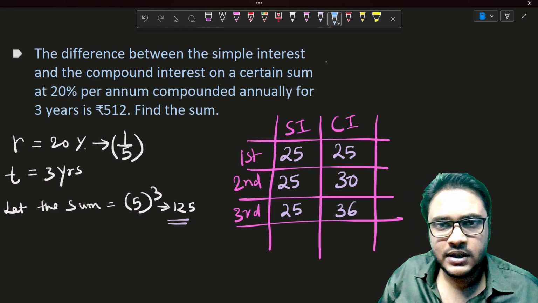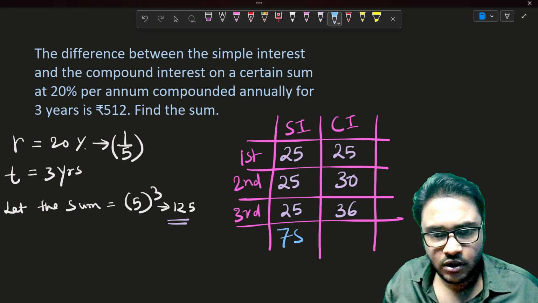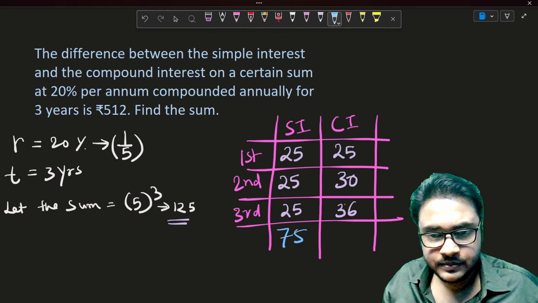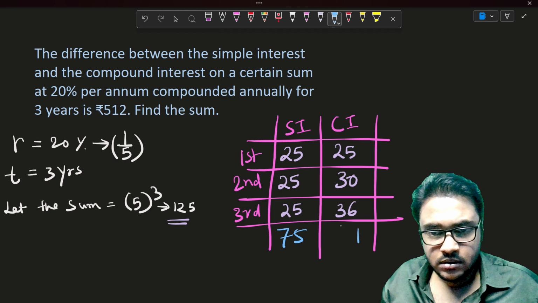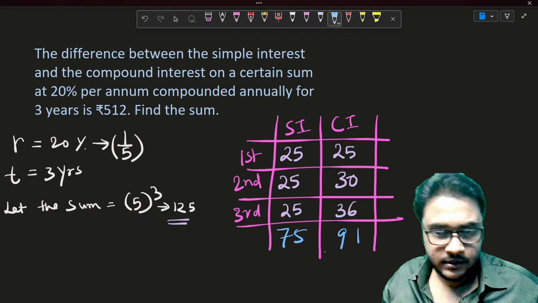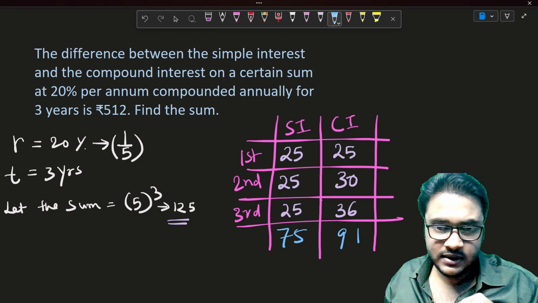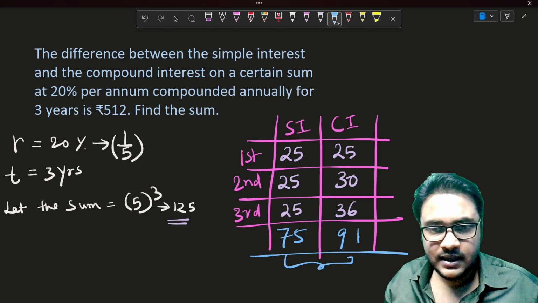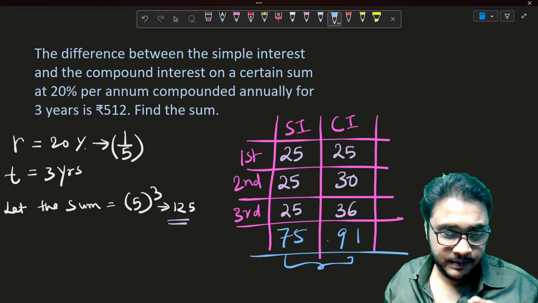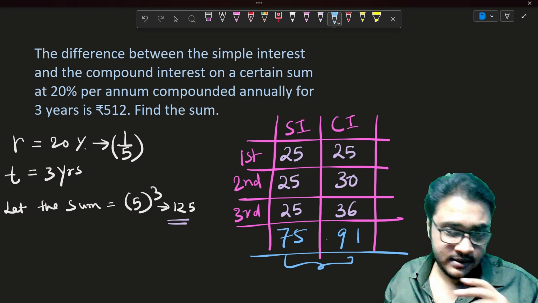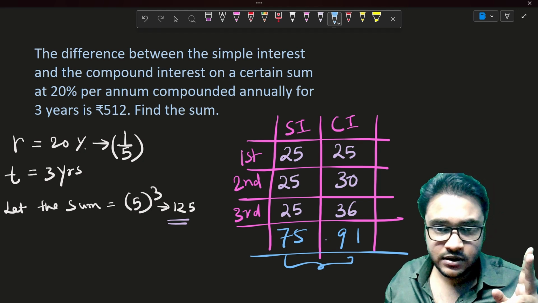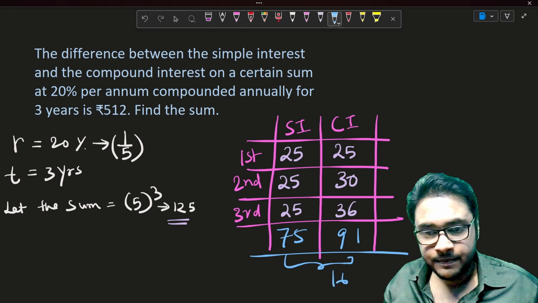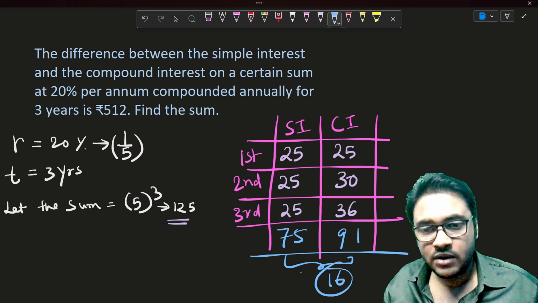Now you just need to add all these numbers. So this is 75. This SI column is 75. And this is how much? This is 91. Right. Let me check once. This is 25 plus 30 plus 36, that is 91. Correct. Now what is the difference in this scale? 91 minus 75 is 16. Okay. So this difference is coming out as 16.